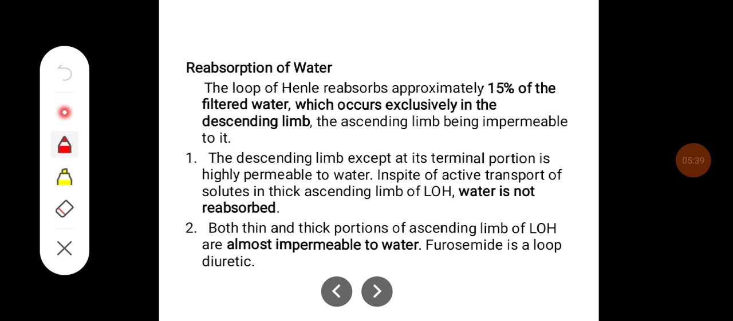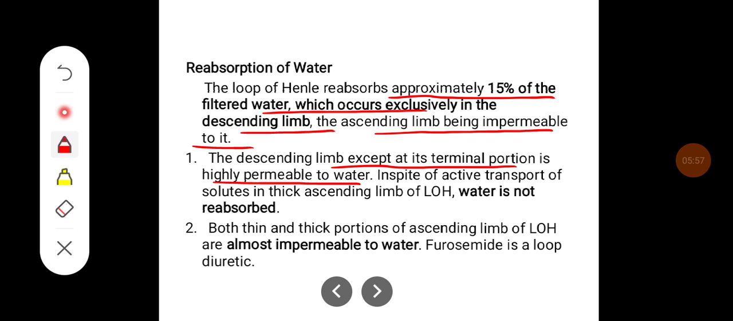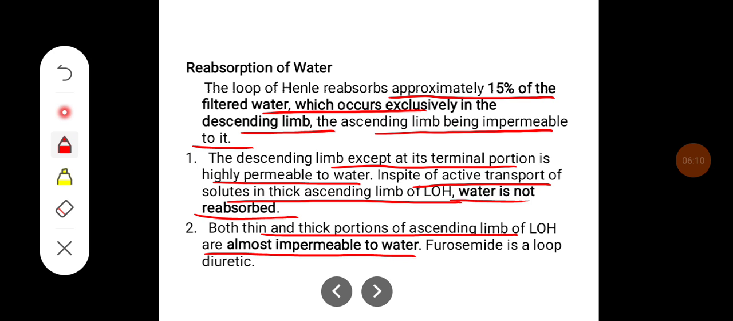Reabsorption of water. The loop of Henle reabsorbs approximately 15% of the filtered water, which occurs exclusively in the descending limb, the ascending limb being impermeable to it. The descending limb, except at its terminal portion, is highly permeable to water. In spite of active transport of solutes in thick ascending limb of loop of Henle, water is not reabsorbed. Both thin and thick portion of ascending limb of loop of Henle are almost impermeable to water. Furosemide is a loop diuretic which is going to act at this portion.